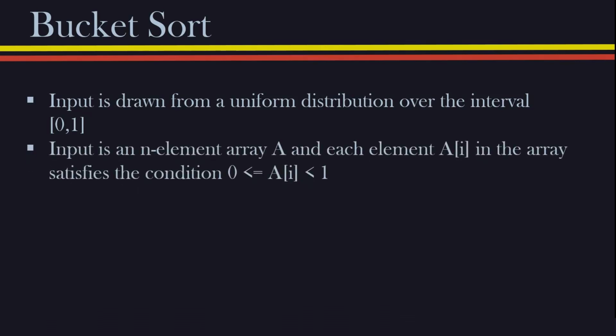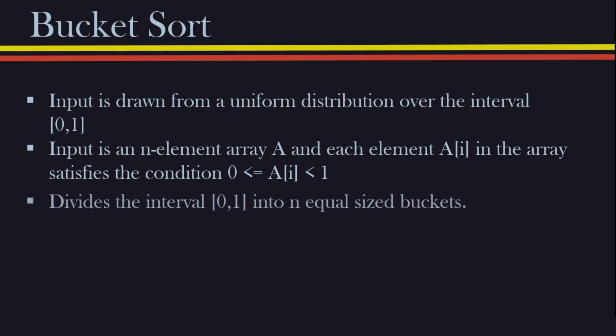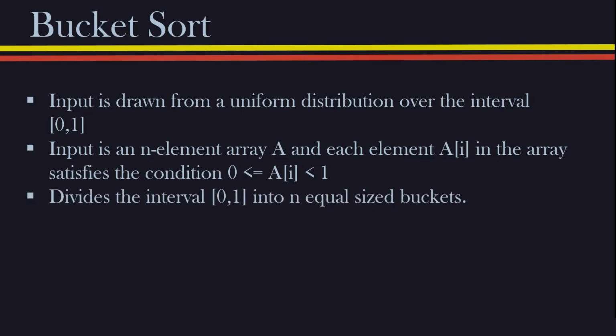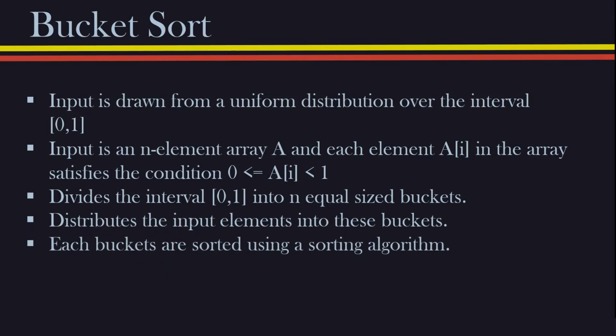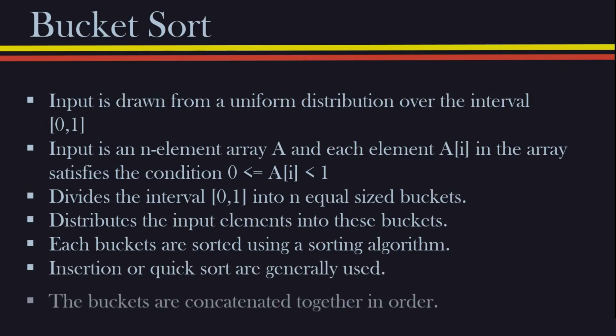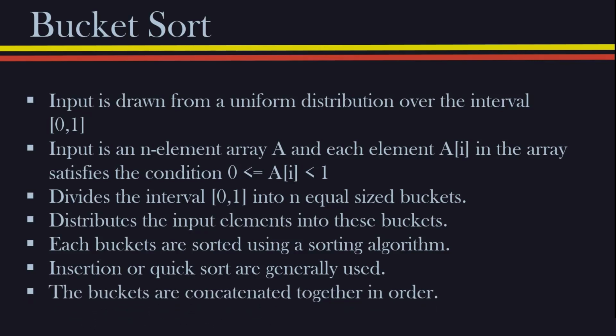Consider that the input is an n-element array and each element in the array satisfies the range 0 to 1. Bucket sort divides the interval into n equal sized subintervals or buckets, then distributes the n inputs into these buckets. After that, the elements of each bucket are sorted using a sorting algorithm. Insertion sort or quicksort are generally used to sort the buckets. Finally, the buckets are concatenated together in order and we find our desired sorted array. Now let's visualize the algorithm.